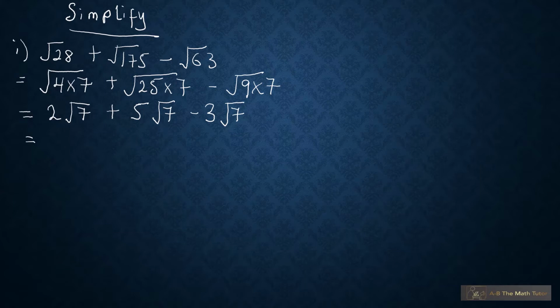And because we have similar terms, we can add the coefficients of each set. So we will have 2 plus 5 minus 3 root 7. And this will be 2 plus 5 is 7 minus 3, that's 4. So you have 4 root 7 as your final answer.